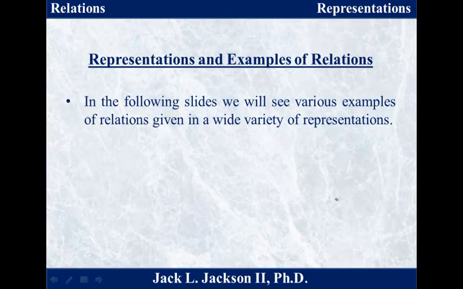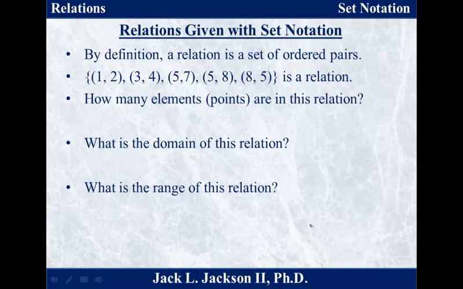So each of these different representations are different ways of thinking of relations. So remember, our definition of a relation is a set of ordered pairs, so certainly we can use a set notation. So here we have a set with some ordered pairs in it, so that by definition that is a relation. So I have three questions for you here. How many elements or points are in this relation? What's the domain of this relation? Now remember, the domain was the set of all the first coordinates. And the range, what is the range? That's the set of all the second coordinates. So press pause for a second here and figure this out and come back when you're done. Press pause now.